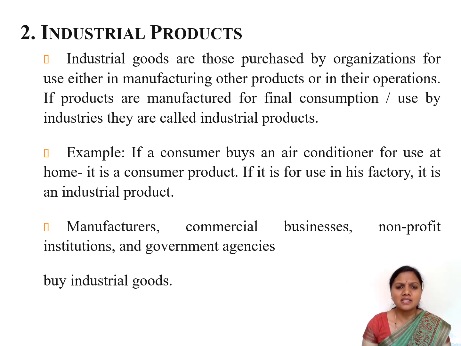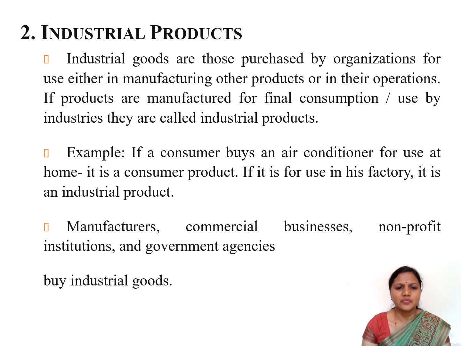Based on the end use of the products, they are classified into consumer products and industrial products. For example, if a consumer buys an air conditioner for use at home, it is a consumer product. If it is used in his factory, then it is an industrial product.